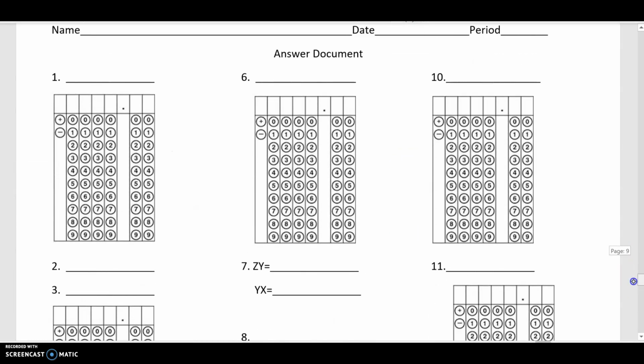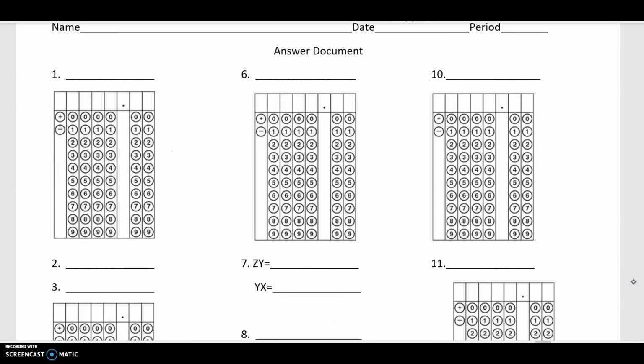Alrighty. Now make sure that you're filling in all of your answers on the answer document, and where it's appropriate, fill in the grid. So pay attention to your grid and make sure that you are bubbling in the appropriate numbers, okay? All right, make sure to ask questions.